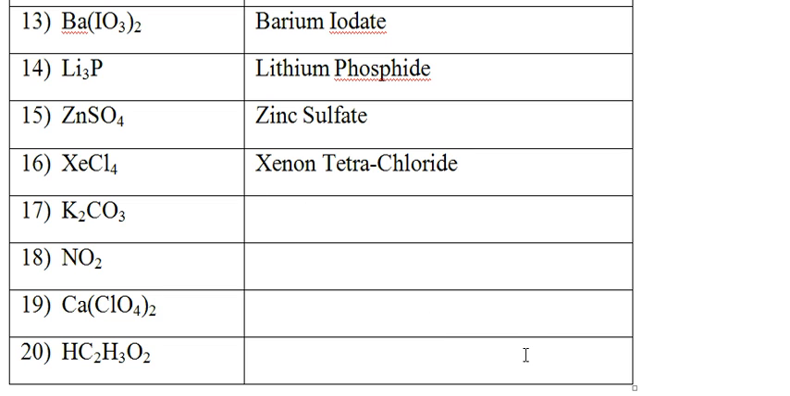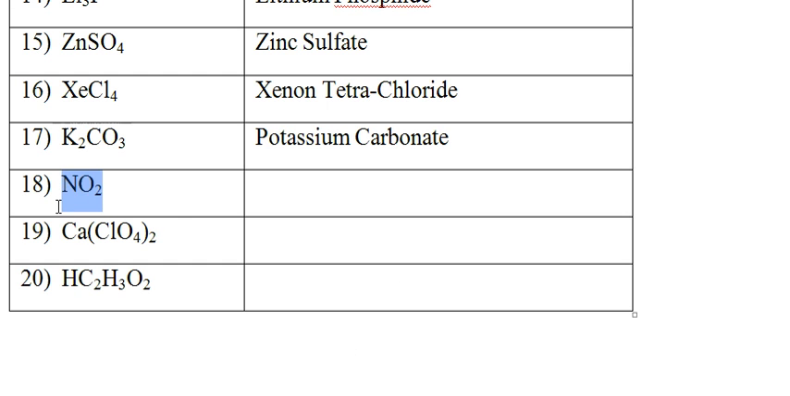17, you should recognize that we have a metal with a nonmetal, so potassium. And then the CO3 is one of your polyatomics, carbonate. NO2, not a polyatomic. So we just have nitrogen dioxide. Try the last 2 on your own here.